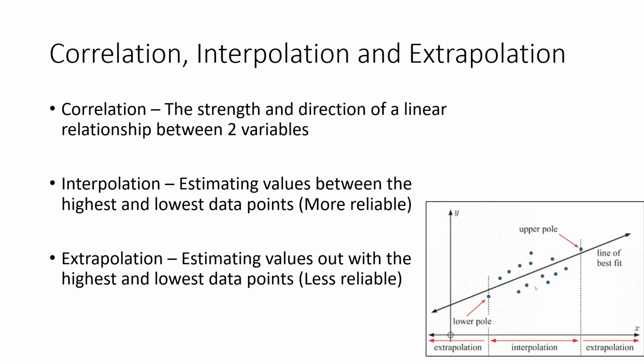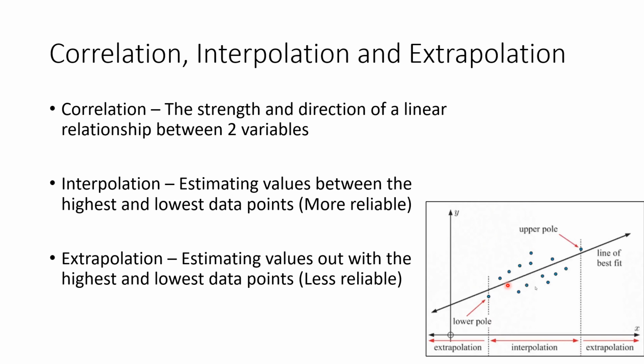Interpolation is when you estimate a value between the highest and lowest data points, and it's more reliable than extrapolation. So, for example, if you estimated a data point here, you would be interpolating because it's between the highest point and the lowest point. And that's more reliable because you know how the trend is.